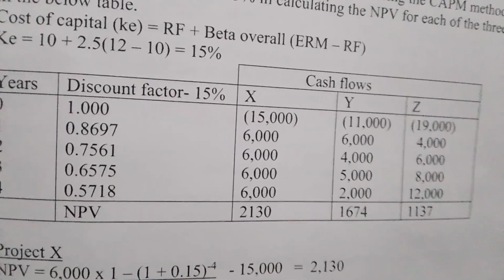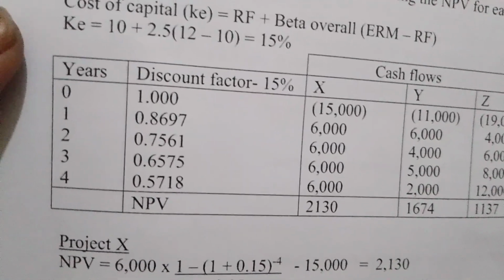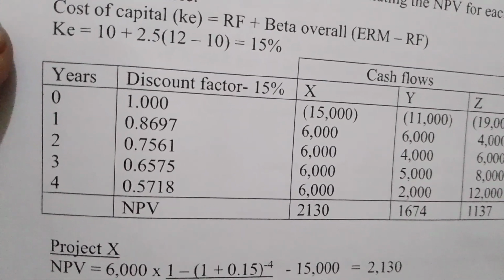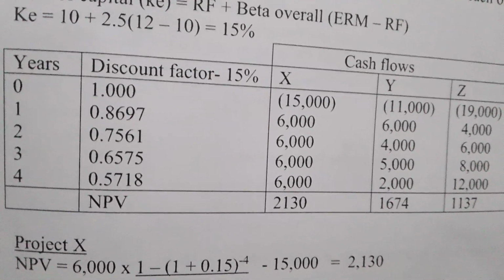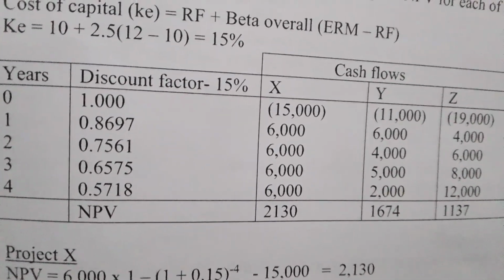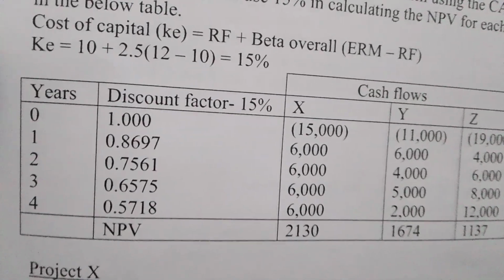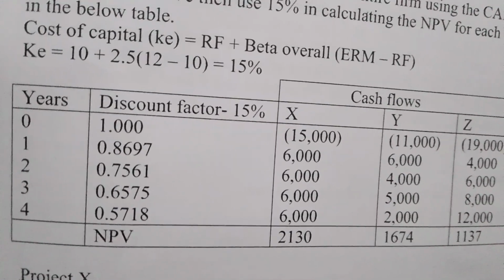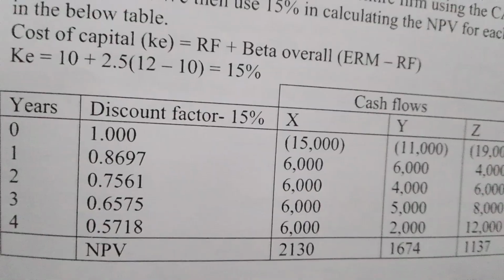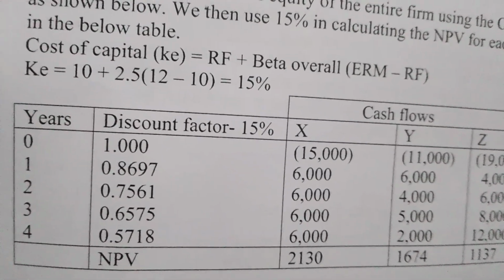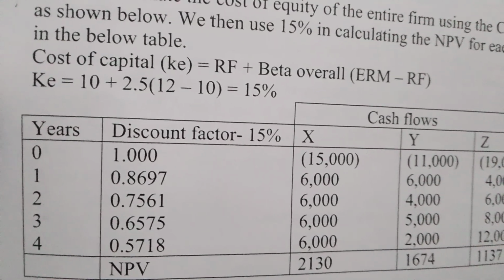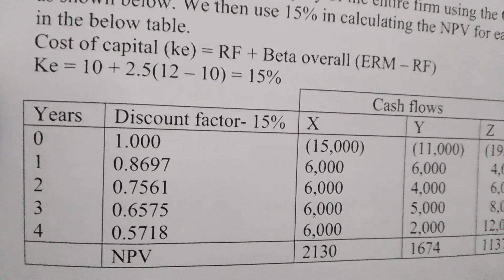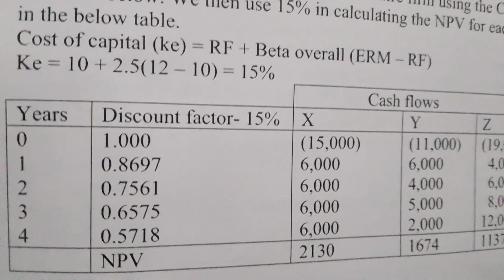The discount factor at year 0 is just 1. At year 1, 0.8697, since we are saying 1 plus r raised to negative n. For example, for the first year, 1 plus 0.15 is 1.15 raised to negative 1. For year 2, 1 plus 15% raised to negative 2. You'll be getting those numbers for the discount factors.